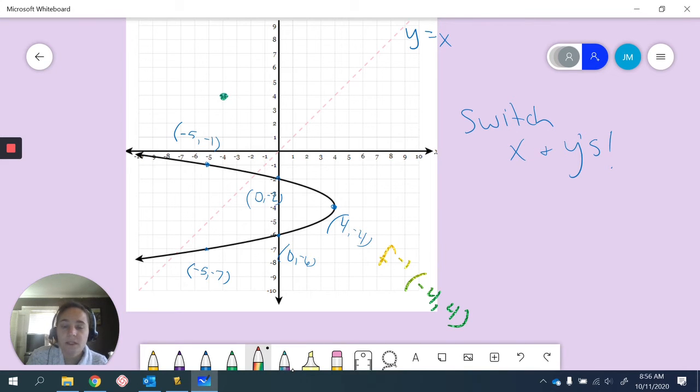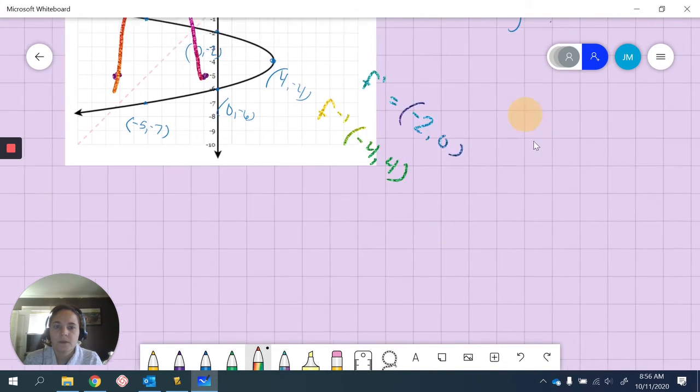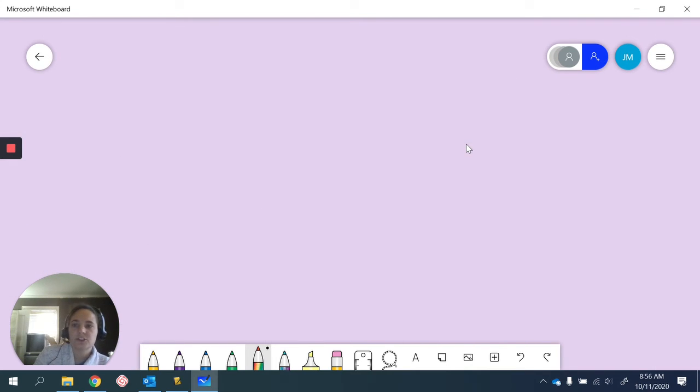Okay. 0, -2, f inverse is -2, 0. So -2, 0. And again, it's a reflection. 0, -6 would be -6, 0, or a reflection. -5, -1 will be -1, -5, reflection. -5, -7 will be -7, -5. They just flip-flop. So here is the graph of the inverse, okay? Reflection over that line.